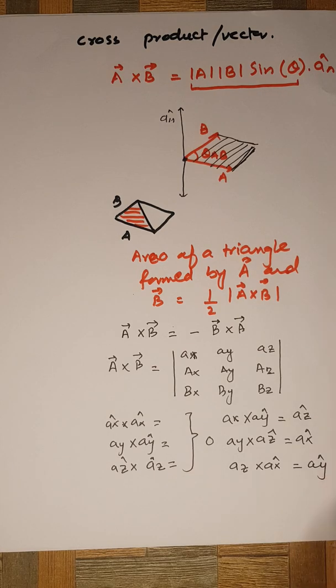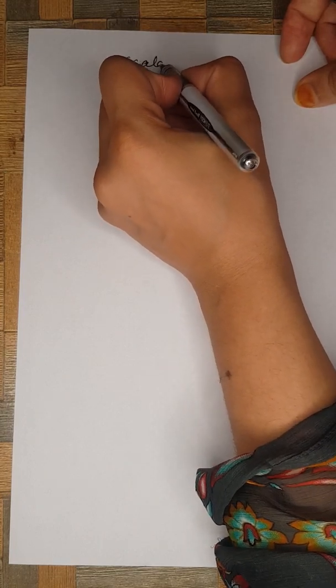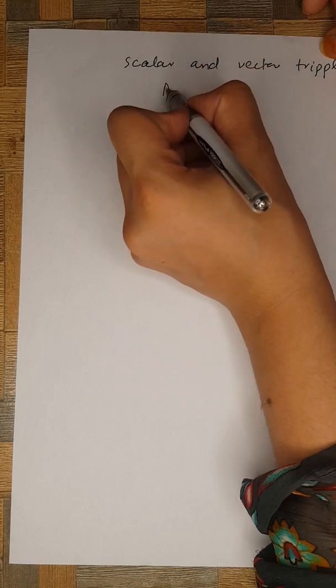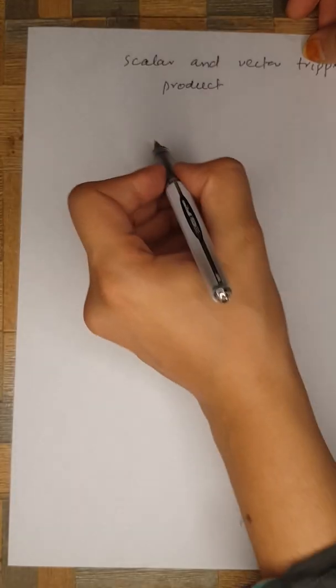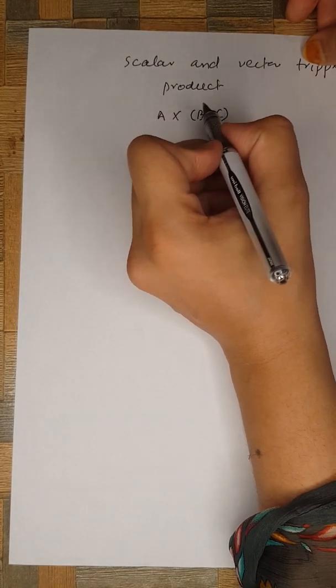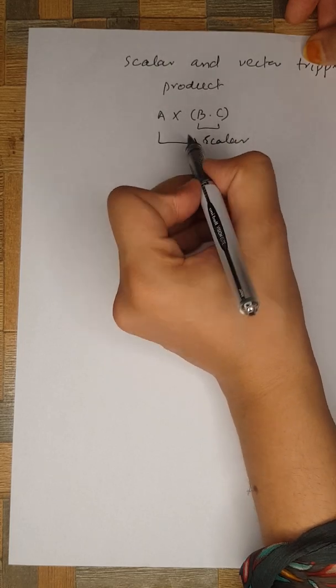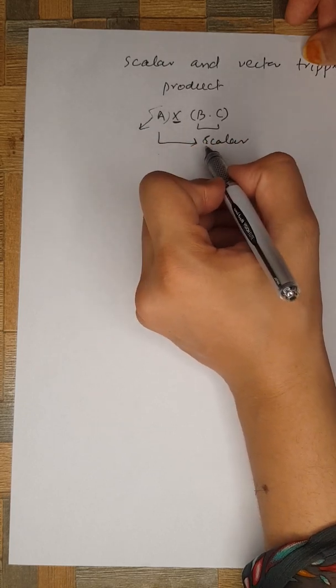All right, now let's study the multiplication of three vectors, which is also known as the scalar and vector triple products. When three vectors are multiplied, not all the combinations of the dot and cross products are meaningful. For example, the product A cross B dot C doesn't make sense because B dot C gives us a scalar, and the cross product is actually between two vectors but not between a vector and a scalar.